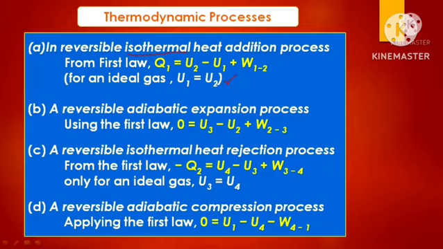In the third case, reversible isothermal heat rejection process. As we are saying that heat is rejected, the sign of that heat transfer will be considered as minus. So minus Q2 is written and there is no change in internal energy. Therefore U3 will be equal to U4 and W as usual. In the fourth case, reversible adiabatic compression process. As again it is an adiabatic process, no heat transfer takes place in the fourth process.